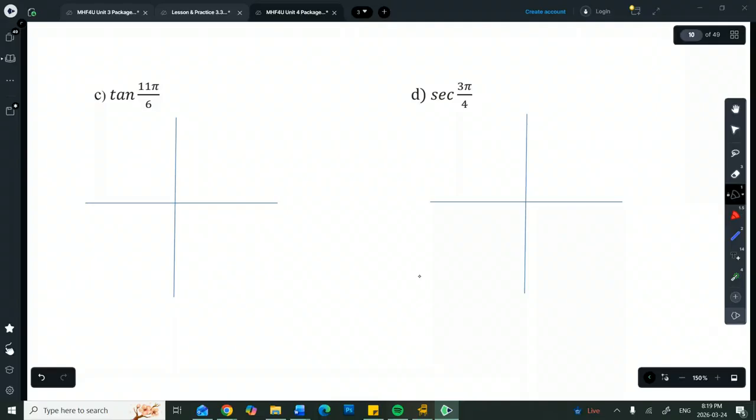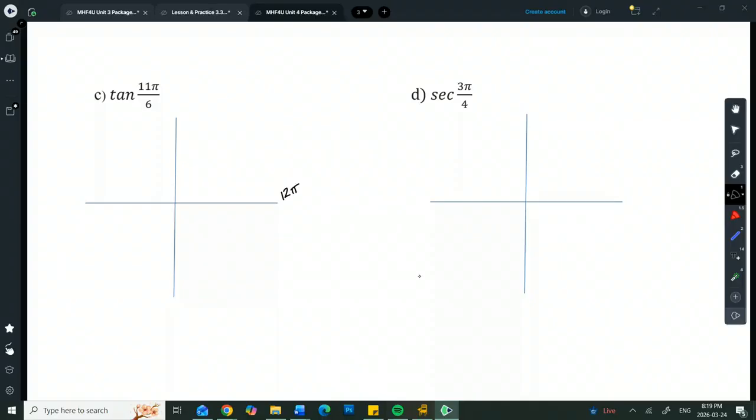Okay, let's do a few more together. So 11 pi over 6. So if you want, you can separate the top into 6 equal sections and the bottom into 6 equal sections. This is 12 pi over 6, or in other words, 2 pi. So 11 pi over 6 comes just before that over here in the fourth quadrant. Okay, and my reference angle is pi over 6.